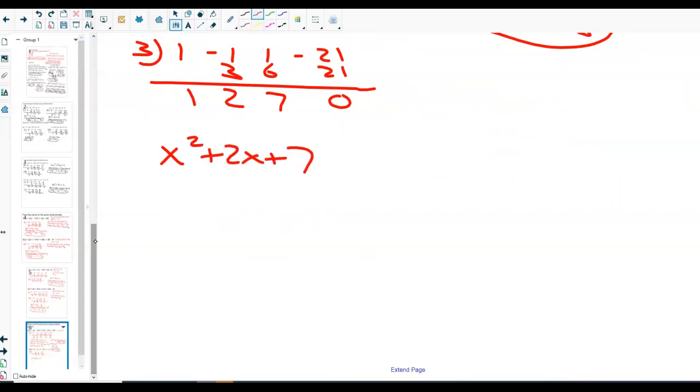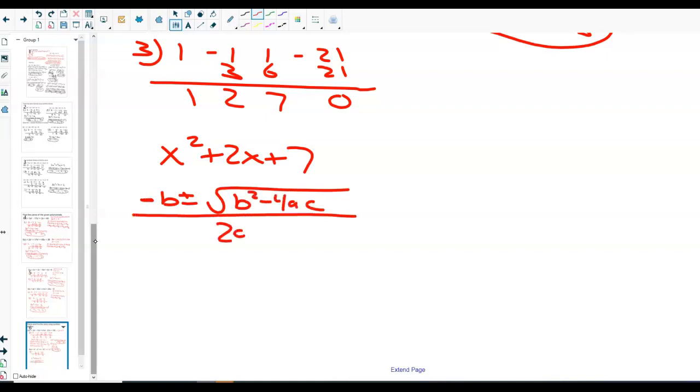So if you can't factor something to get those zeros, we plug into the quadratic formula. This is something you should know at this point, that I'm not giving you, that you need to know. You need to know the quadratic formula. Quite honestly, when you take your SAT, you're going to need to know it. Okay? My a is 1, my b is 2, and my c is 7.